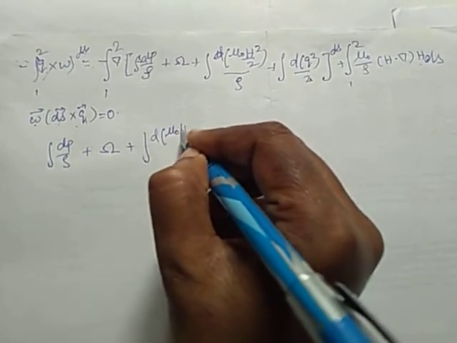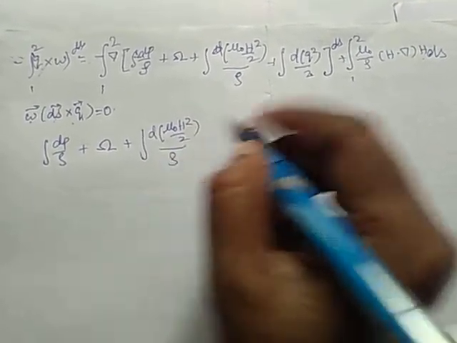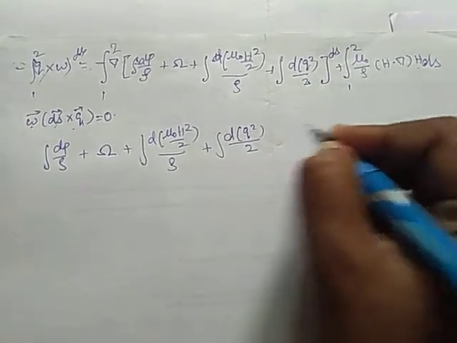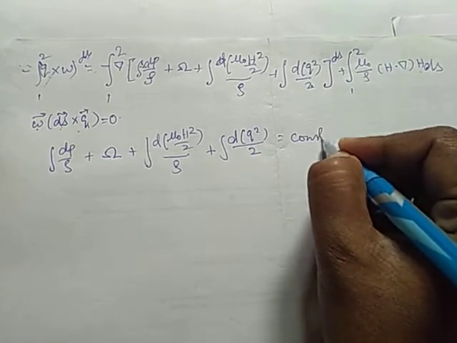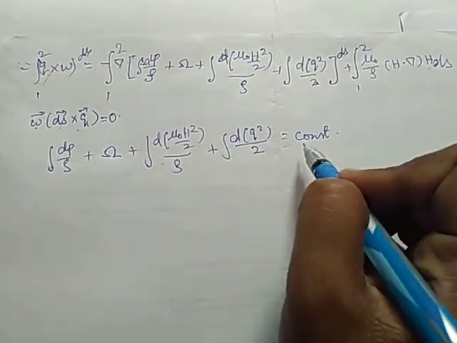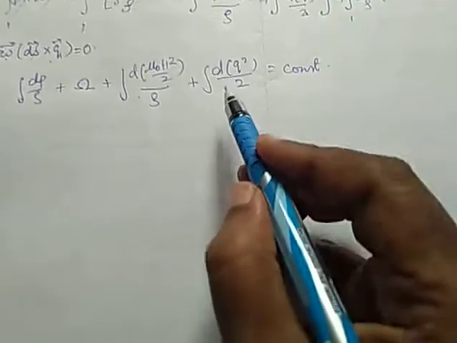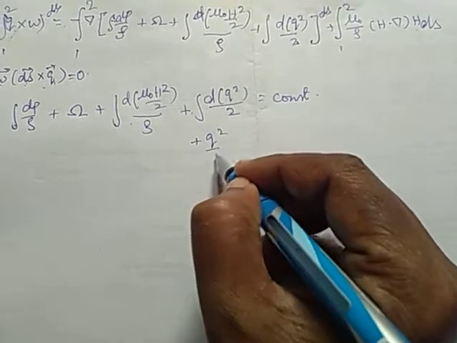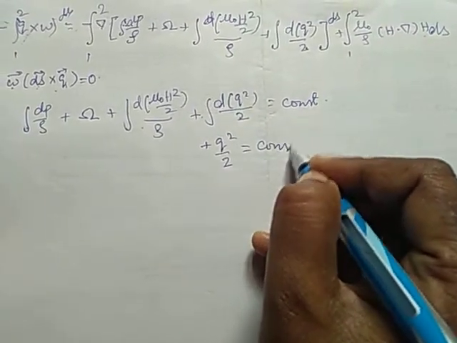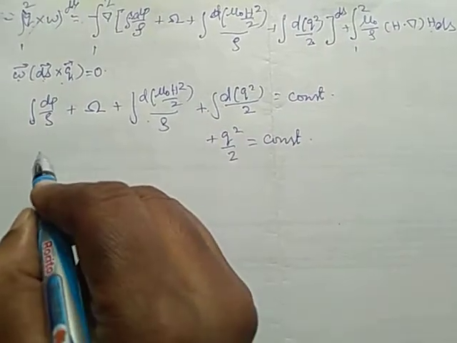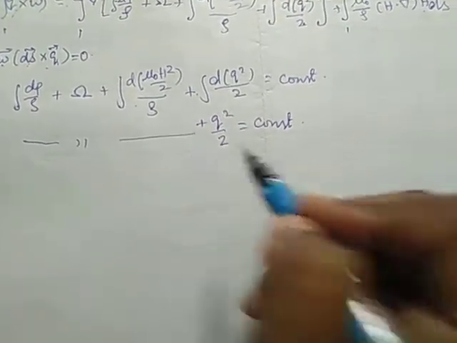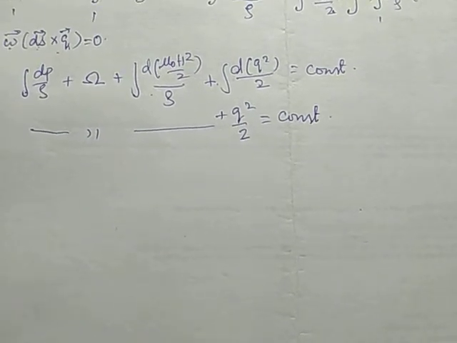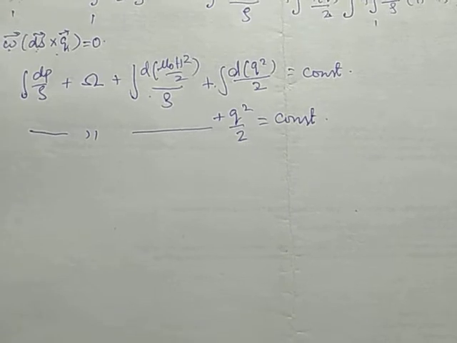d mu naught h square by 2 by rho plus integral of d q square by 2 is equal to constant. Since we are having integration here, this is integration constant. And integration of d q square by 2 is nothing but q square by 2. RHS is constant and the first three terms remain as they are. This Bernoulli's equation is valid for barotropic fluid.